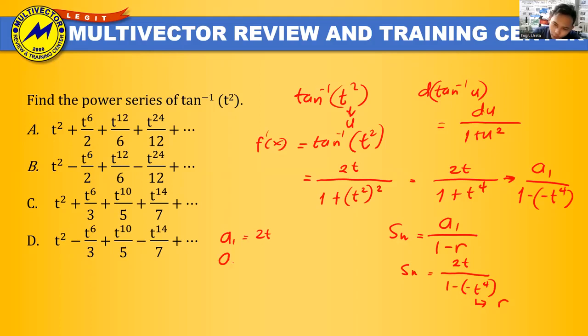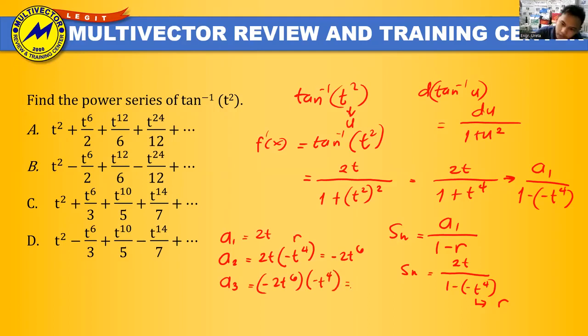Para makuha natin yung a2, i-multiply lang natin yung a1 sa ating r. Negative 2t raised to 6. Our a3 is just equals to negative 2t raised to 6 multiplied by our rate, which is just equals to, so t raised to 10. And so on and so forth.